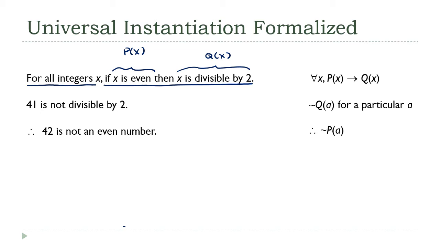Now, in the second line, again, we need to reference a specific value from the domain, and if we call that A, then I can rewrite this as not Q of A for that particular A, or A does not make Q true. Right? Then our conclusion is not P of A. In other words, A also does not make P true.